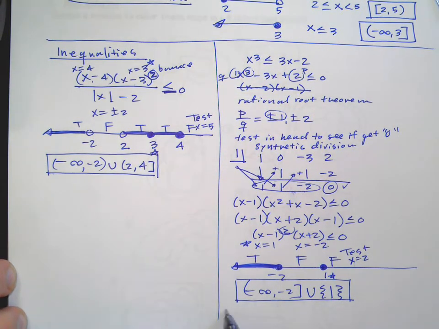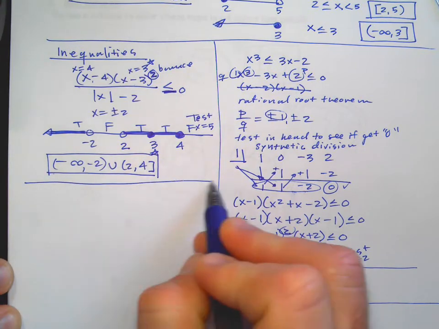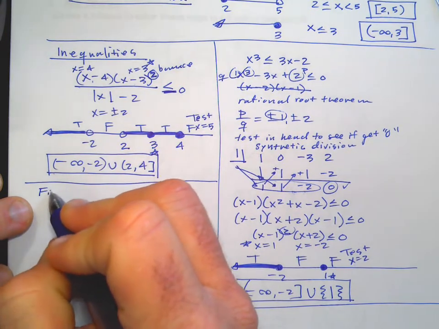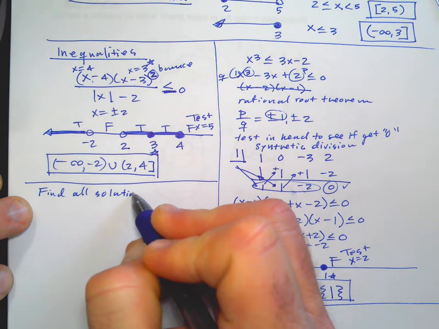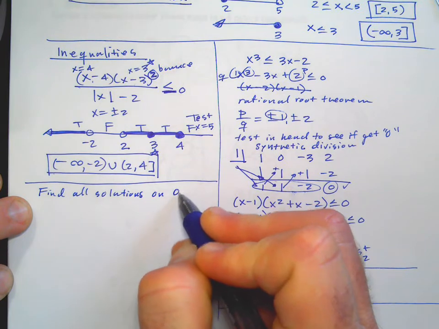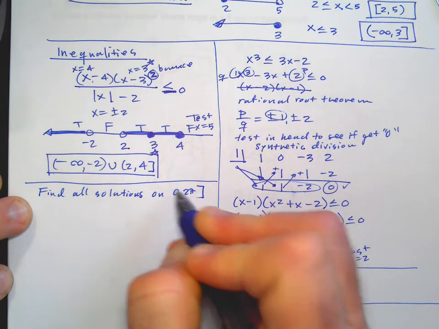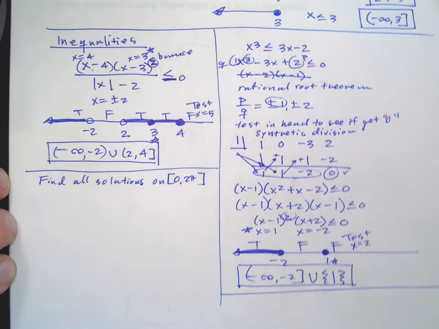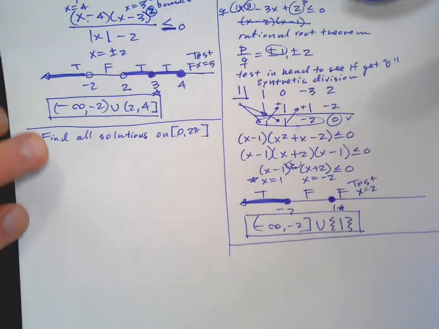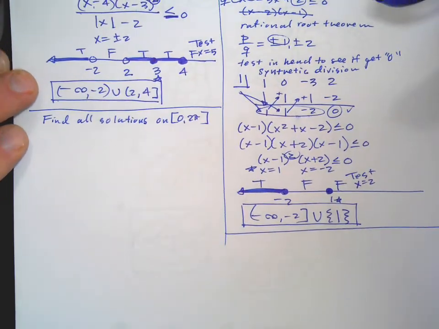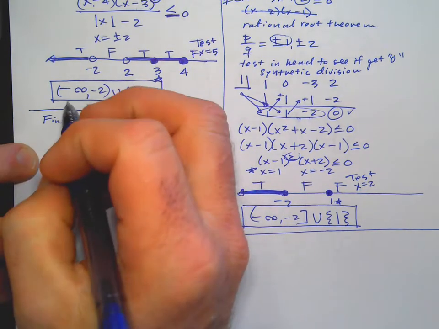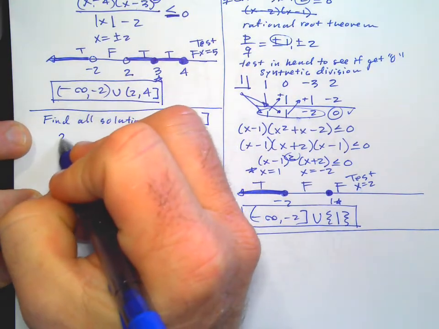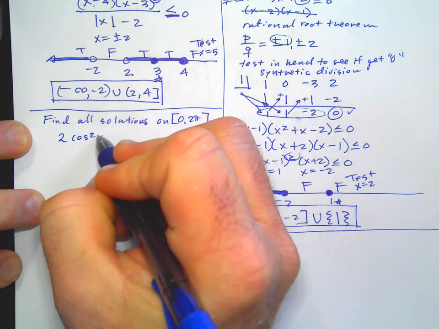Let's do some with trig. So we'll say find all solutions on 0 to 2 pi. So usually with trig, you're going to be restricted to where you want to find answers because otherwise there's infinite answers. And on the AP test, everything's going to be radians. So we'll do degrees and radians just for the practice of it. But here is a trig inequality.